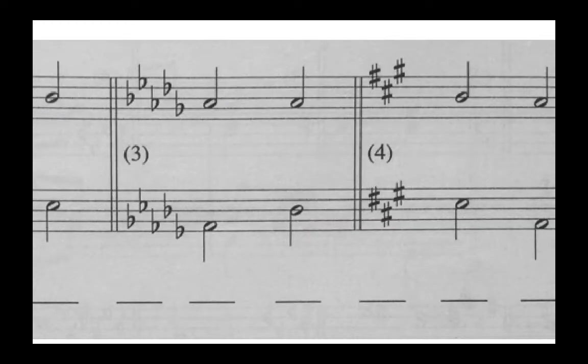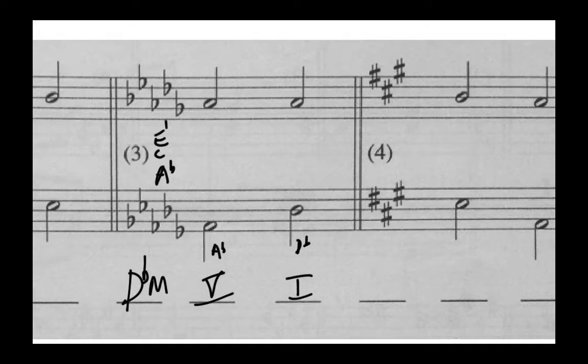All right, number 3, we have 5 flats. This is the key of D flat major, and we have an A flat here, so that is the 5th scale degree or the dominant, and we have a D flat here, that's the root, so it's a tonic chord. And if you need to, spell it out in your mind's eye. The dominant is spelled A flat, C, E flat, and the tonic is spelled D flat, F, A.